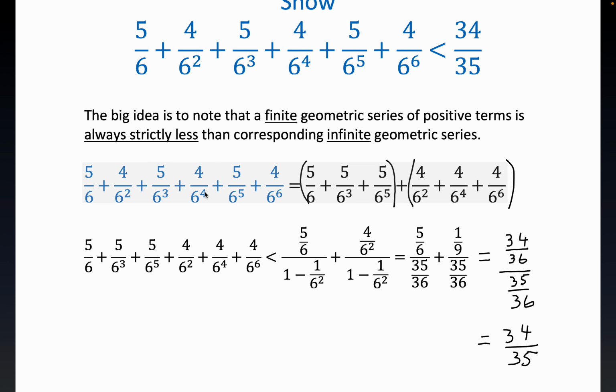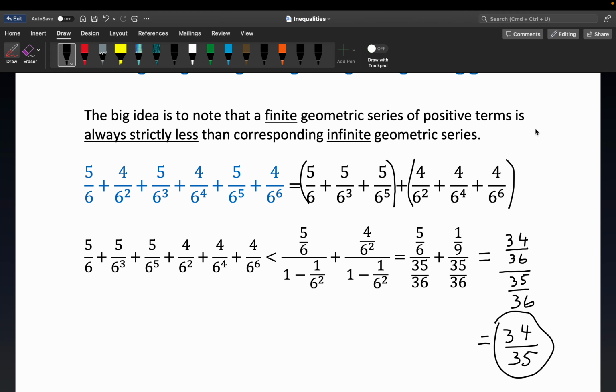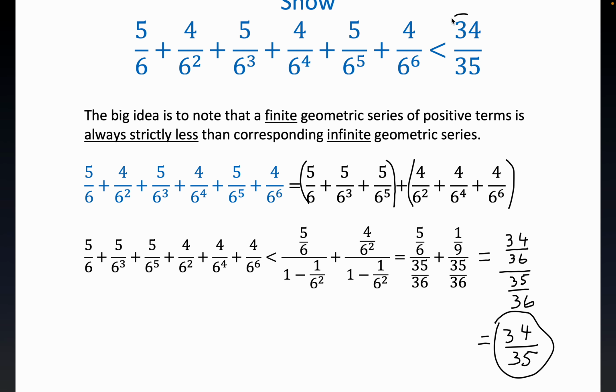Again, here's the object we started with. I rearranged it this way. So this is a finite geometric series, and this is a finite geometric series. This is the sum of the first finite geometric series, and this is the sum of the second finite geometric series. When you do the algebra and the arithmetic on that, you end up with 34 over 35, which is what we set out to prove. This 34 over 35 right here. And we've done it.